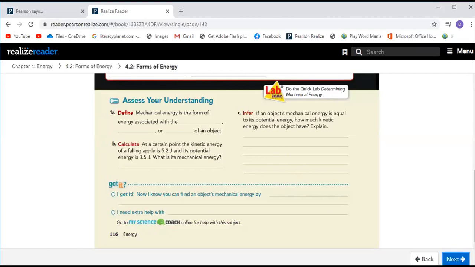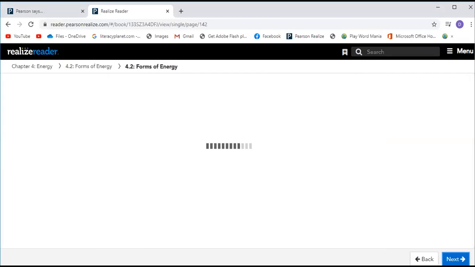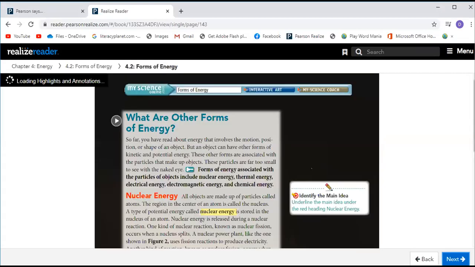Okay, girls, I will let you, inshallah, see a video about mechanical energy. But before it, I will just list other forms of energy. We'll just list them today, and next time, inshallah, we'll learn more about them. We said that two basic kinds of energy of an object are potential energy and kinetic energy. But there are other forms of energy associated with the particles of the objects: nuclear energy, thermal energy, electrical energy, electromagnetic energy, and chemical energy. Inshallah, we'll learn them in detail later.